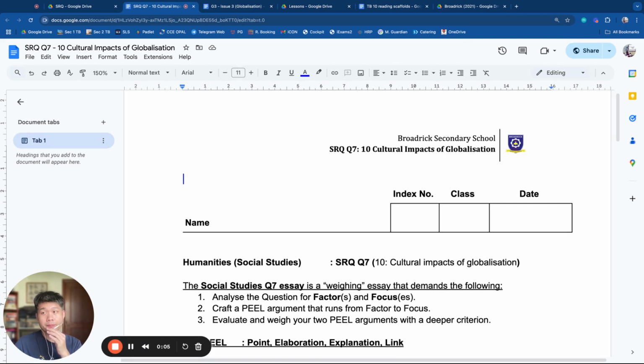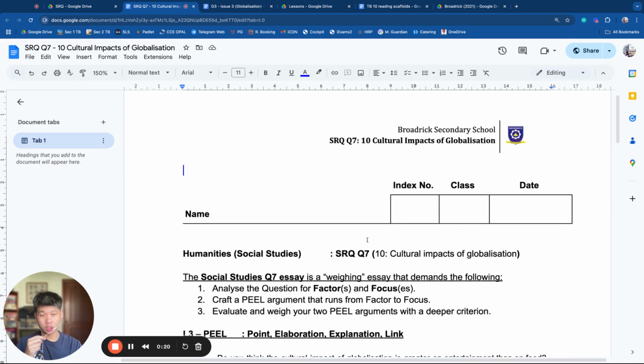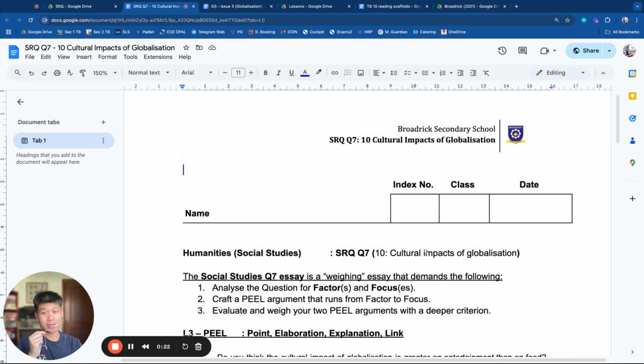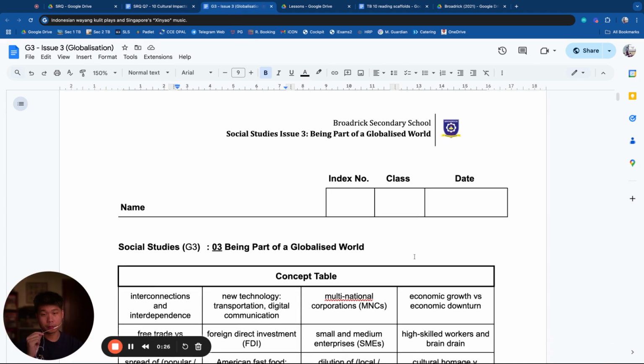This is Mr. Seow, and today I want to work with you on Chapter 10, Cultural Impacts of Globalization, in particular this SRQ essay practice. Before I begin, you should have your worksheet with you, the SRQ7 worksheet on Chapter 10, Cultural Impacts of Globalization. You should also have your Issue 3 notes with you, the essay notes. And if you have your Sec 4 textbook, the textbook on globalization, that could also be helpful.